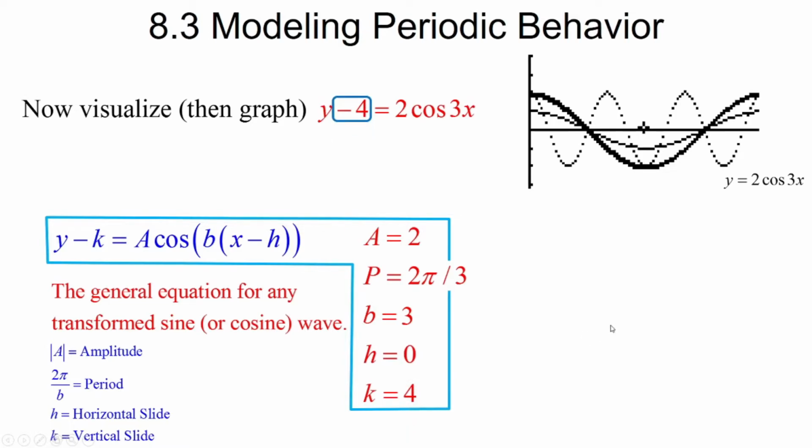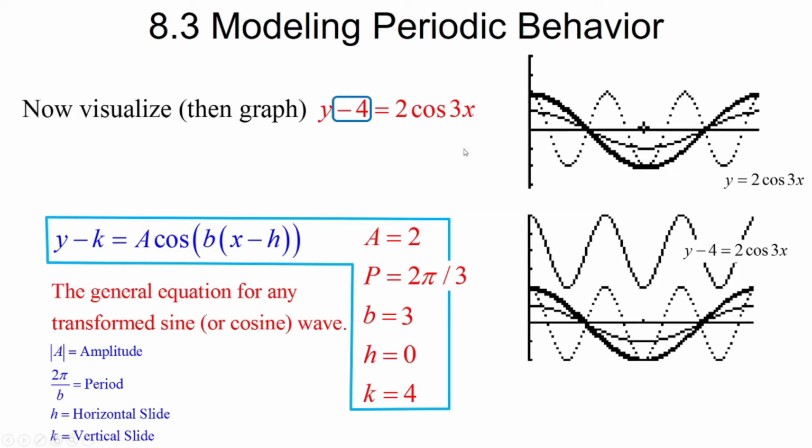Right there. Okay, so what is that going to do? Well, if I subtract 4 from y, picture it like this. I could add 4 to both sides, and if I took this 2 cosine of 3x and I added 4, wouldn't that just slide the whole function up 4 units?